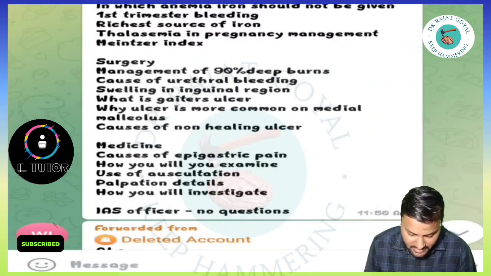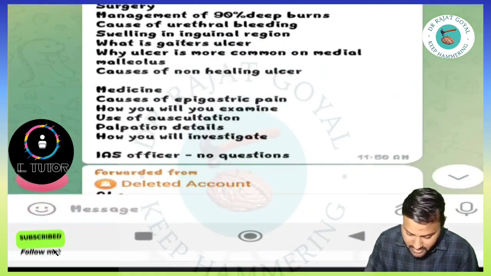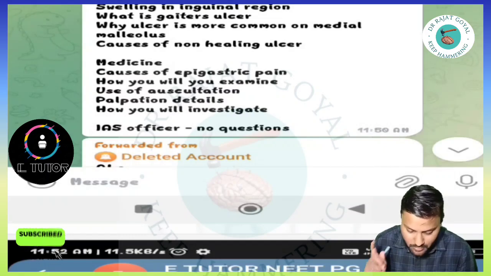Causes of urethral discharge, swelling in inguinal region. What is Gator's ulcer? We have already discussed this. Ulcer, why more common on medial malleolus.